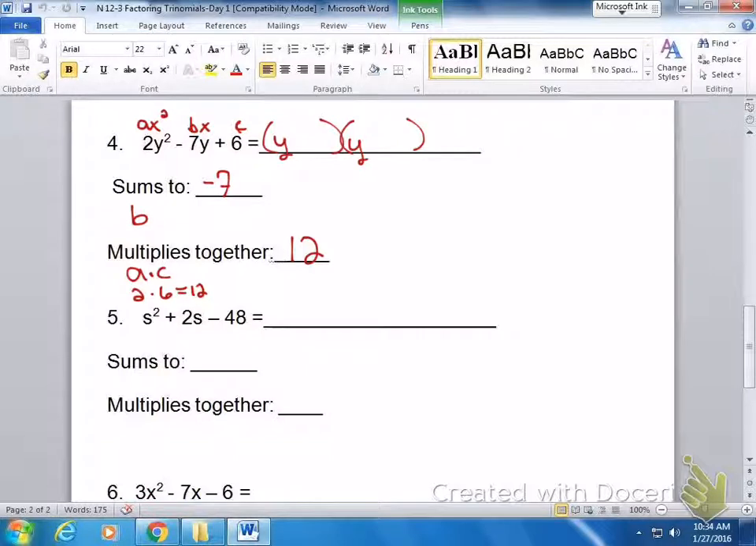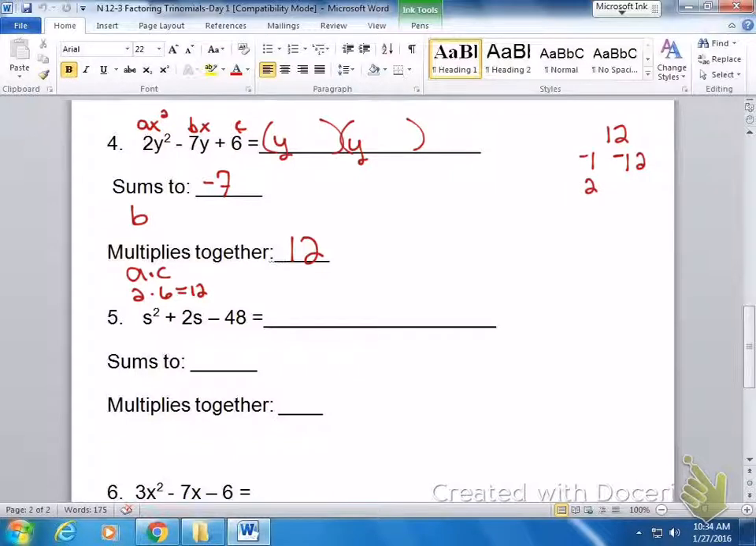Now I have to do what we did yesterday. So I'm going to break apart 12. But you have to know, I need a negative 7. So it's obvious that both of my terms are not going to be positive. The only way to get a negative out of these is if both of my terms are negative. Now I'm going to start with 1 and 12. But if it was negative 1 and negative 12 or 1 and 12, it's not going to work. Okay, it'll give me negative 13 or 13.